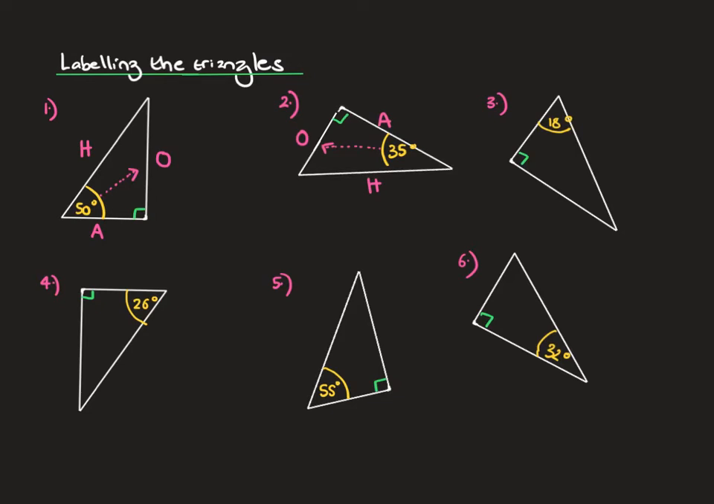So question 3, this is the hypotenuse. This side here is the opposite, and this is the adjacent left over. Question 4, this one here is the hypotenuse. This one is the opposite, and this is the adjacent left over. Question 5, this is the hypotenuse. This is the opposite, and this is the adjacent. Question 6, this is the hypotenuse, this is the opposite, and this is the adjacent left over.